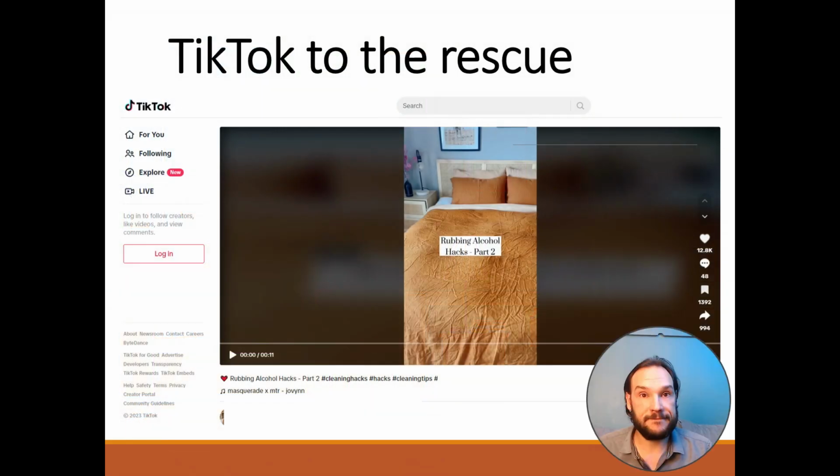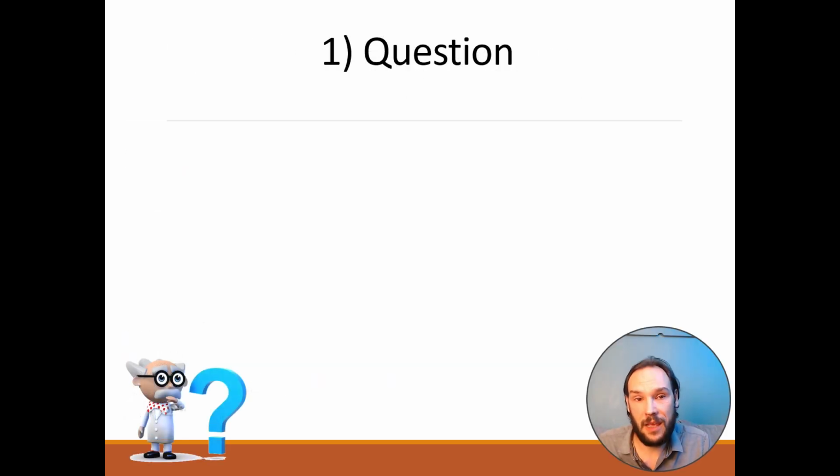Well, what to do? TikTok to the rescue. I remembered that there was a TikTok video that talked about how to remove permanent markers. It said to use rubbing alcohol or hand sanitizer if you have it on hand. But knowing that some of the TikToks are just looking for views, I wanted to really test it experimentally before I tried it out on the expensive leather couch, before I messed it up even more.